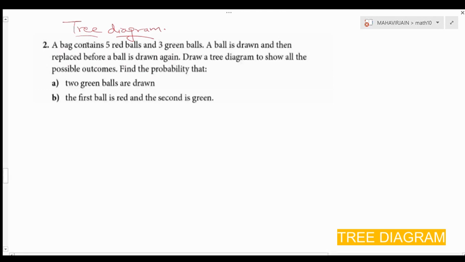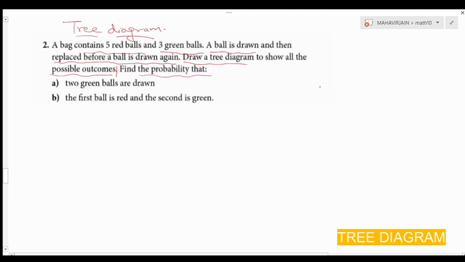See the first question. Here comes a bag contains five red balls, three green balls. A ball is drawn and then replaced before a ball is drawn again. So two balls are drawn one by one, but the first one is replaced. Draw a tree diagram to show all the possible outcomes. Done. Find the probability that is later part. So let's draw the tree diagram first.